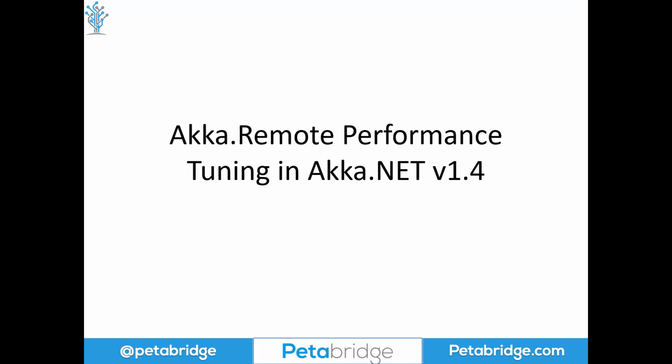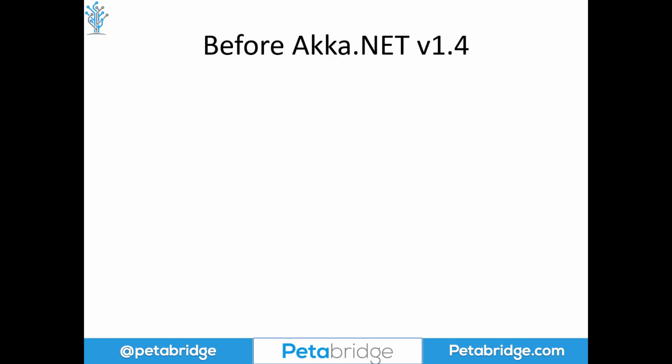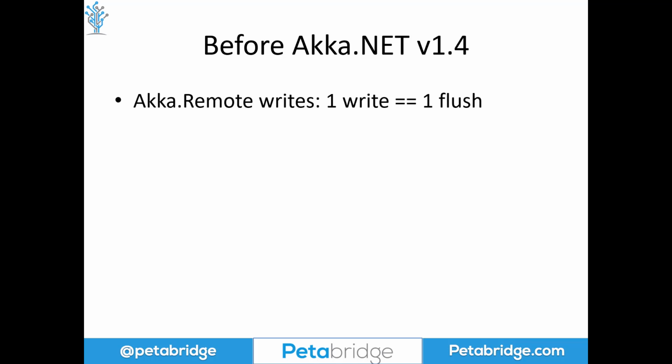I'm here to talk about a brand new feature we added in Akka.net 1.4, which is performance tuning for Akka.Remote. Before Akka.net 1.4, the way Akka.Remote worked was one write to an Akka.Remote connection would result in one flush against the underlying socket that powers that connection.